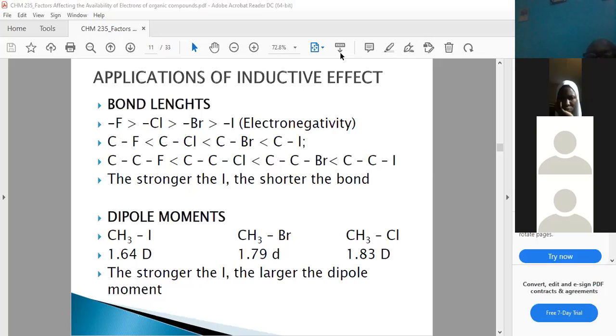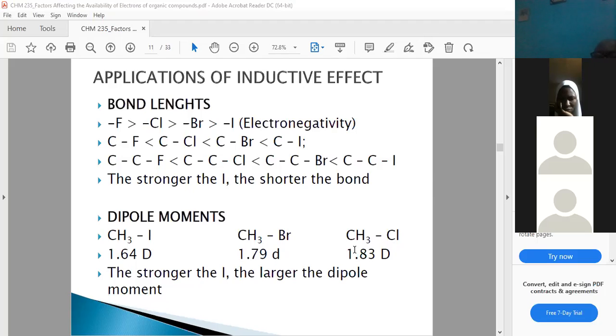If you have an atom that constitutes strong inductive effect, it will have a large dipole moment. As you can see in this example, we know that chlorine is more electronegative than any of these other two atoms. So the bond in chlorine will have a stronger inductive effect, and it has the highest dipole moment.